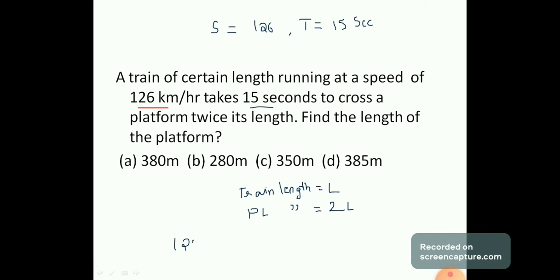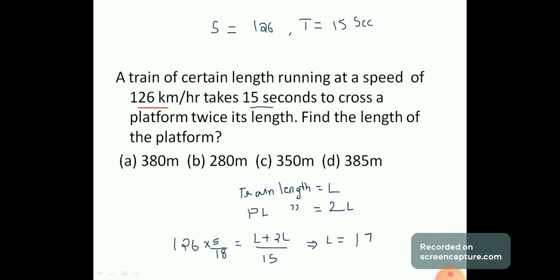To convert to meter per second, multiply the speed by 5 by 18. So 126 into 5 by 18 is equal to length of train L plus length of platform 2L, divided by time taken to cross, 15 seconds. Solve this and we will get the value of L, which is the length of the train. So L equal to 175 we will be getting.